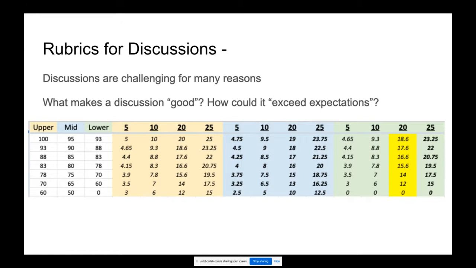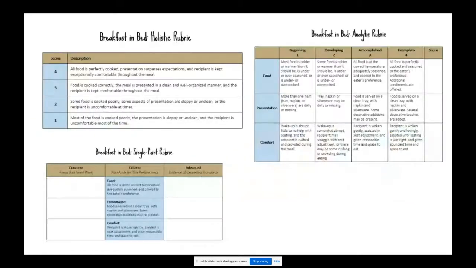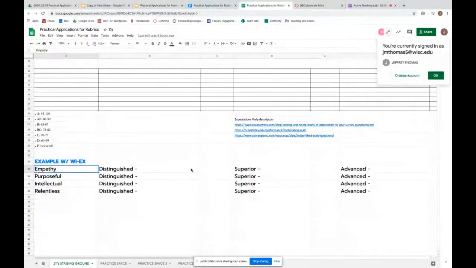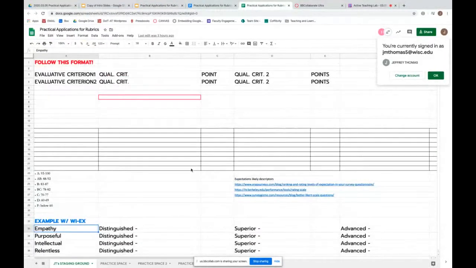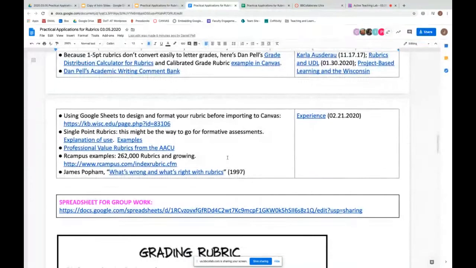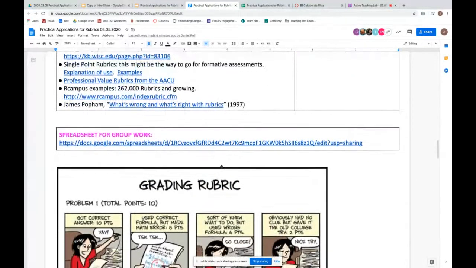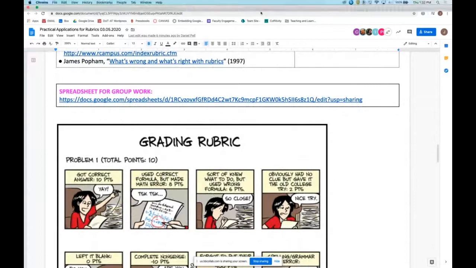So this is going to be useful for now because I would like to move towards creating a rubric for a discussion post in Canvas. And we're going to use Google Sheets to draft it and then import it. However, the link to this spreadsheet is at the bottom of your activity sheet. I hope everyone can get into it, right above the gray cartoon.